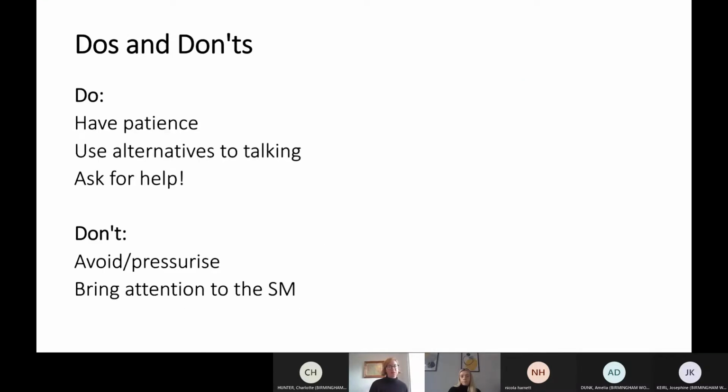Okay, so basic do's and don'ts are: do have patience, do use alternatives to talking, and do ask for help. So always, for you guys, come to the speech and language therapist in the team and psychologists. Things not to do are avoiding the issue, but also putting too much pressure on the child, and don't bring attention to the selective mutism. Try and be as neutral as possible in your attitude towards the child and concentrate on their strengths rather than them becoming labelled and identifying as the child who doesn't talk.